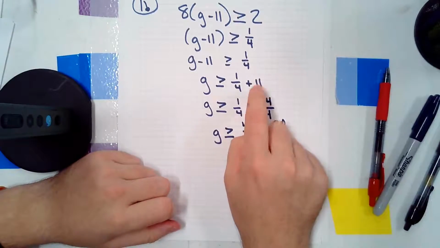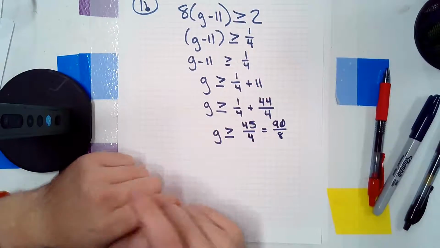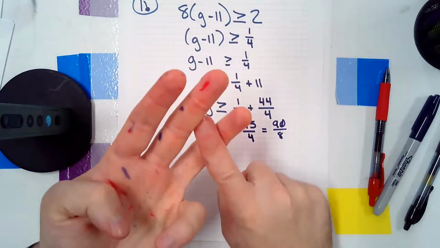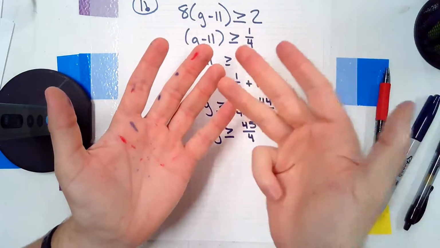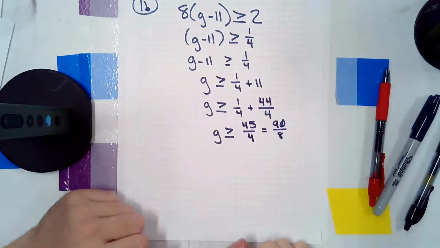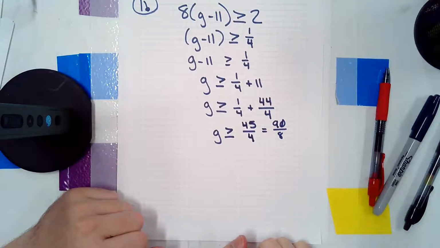Again, think about how many quarters are in the number 11. 4, 8, 12, 16, 20, 24, 28, 32, 36, 40, 44. If you got it, that's 1B.